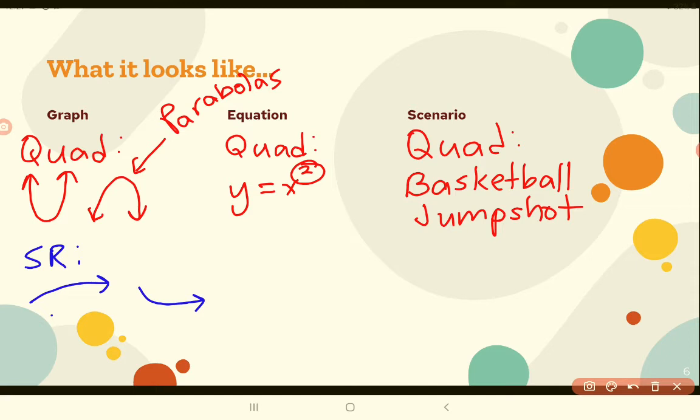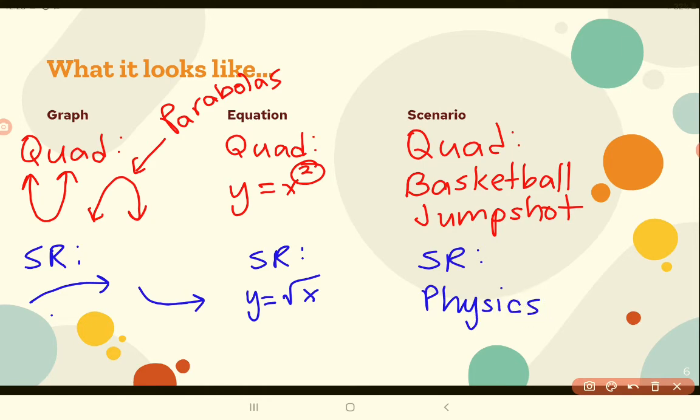Okay? Well, what does it look like as an equation? Well, you're probably pretty familiar with what a square root symbol looks like. Looks like that right there. Okay. What about a scenario? Square root symbols we don't see a whole lot, but there are some different physics equations and stuff like that where square roots do appear.